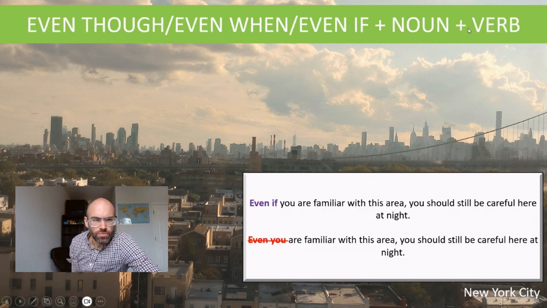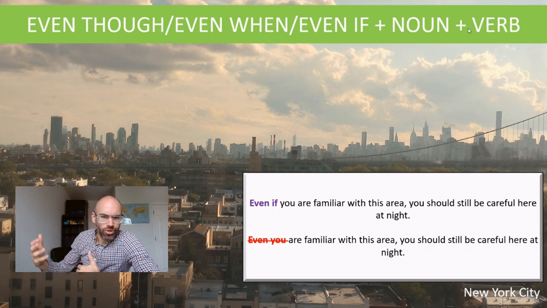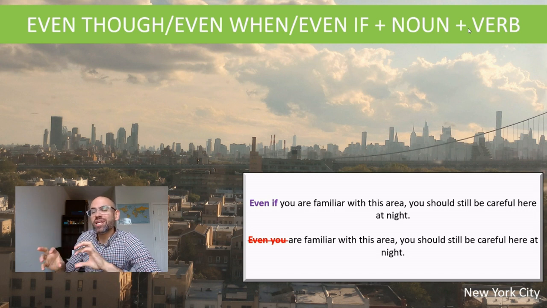Okay, and then finally we have these expressions: even though, even when, even if, and then we add a noun and a verb, right? So even if you are familiar with this area, this neighborhood, you should still be careful here at night, right? So including the situation, even if, including that situation where a person knows the area, is familiar with the area, they should still be careful, right? Even if you are familiar with this area, you should still be careful here at night.